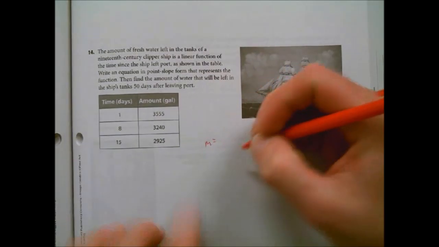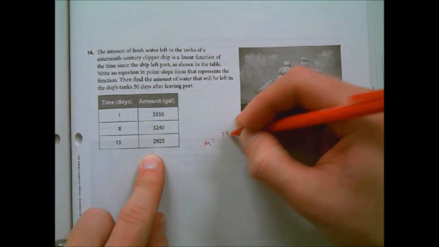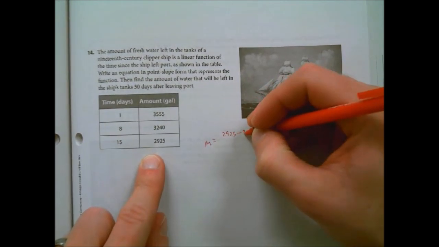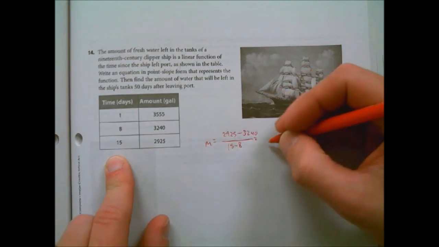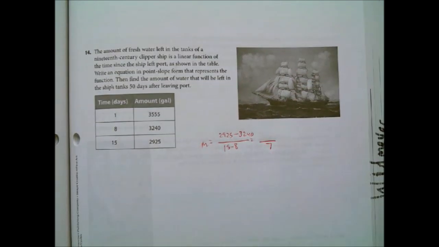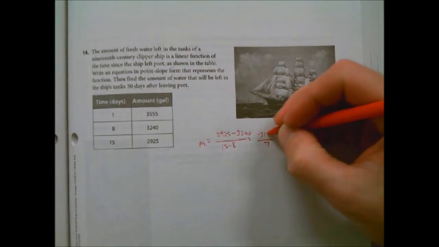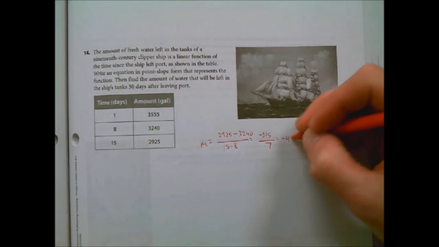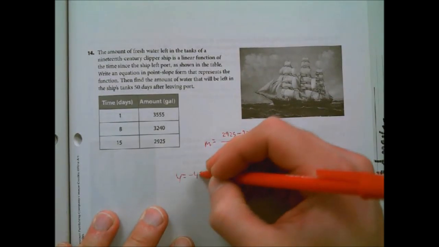Okay? Because we're not given the slope here, I'll just use the last two. So we'll do 2,925 minus 3,240 over 15 minus 8. 15 minus 8 is 7. 2,925 minus 3,240, we get negative 315. And this actually simplifies to negative 45. So our slope then is negative 45. Put that in front of the x and plus the b there.